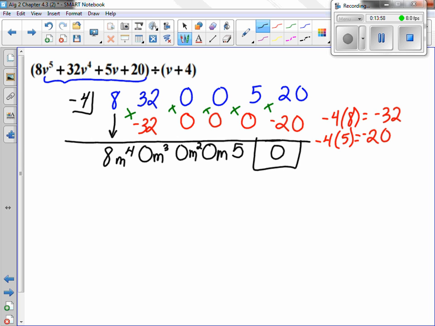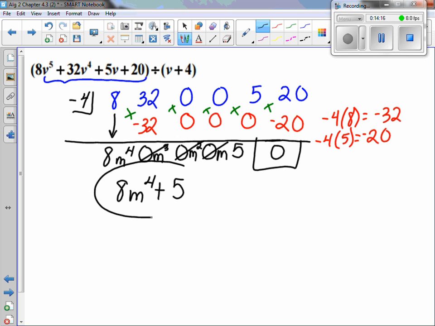So when I rewrite this, we'll have 8m to the fourth. Then what? Because m to the third is 0, m squared is 0, m is going to be 0. So they canceled out. We could write them in and then simplify them down, because anything times 0 is 0. We don't have to write it. We get 8m to the fourth plus 5. And that's it. Questions on this here?